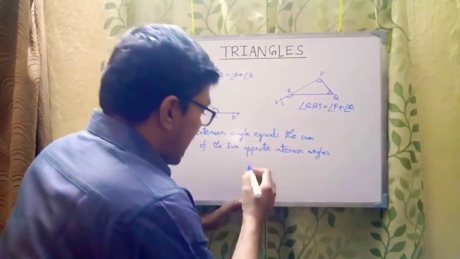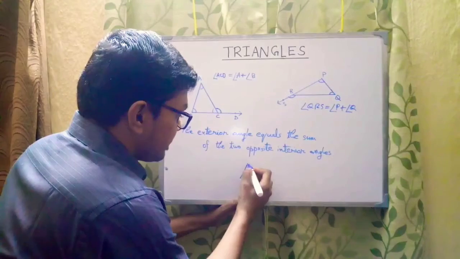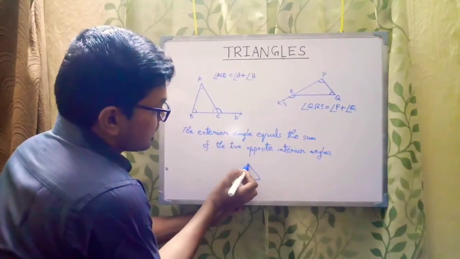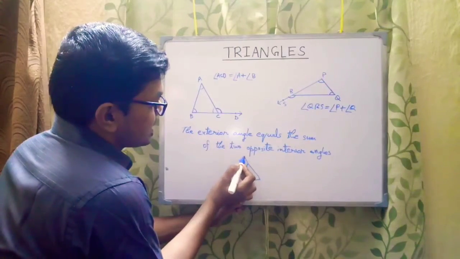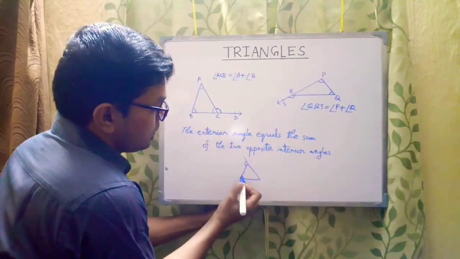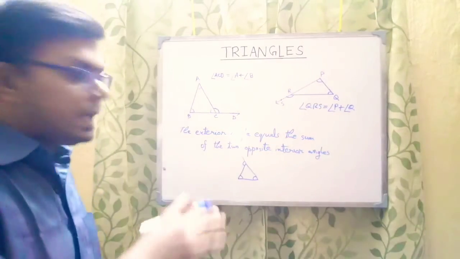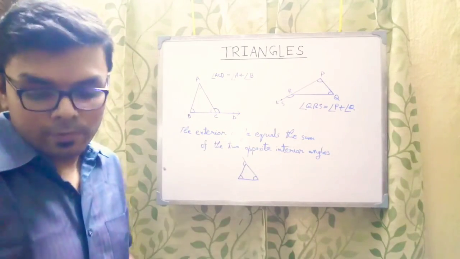I'll draw another figure over here just to show you in a rough way. Suppose I draw this exterior angle, so this will be equal to this plus this. So this can be done in any way you draw a triangle, right?